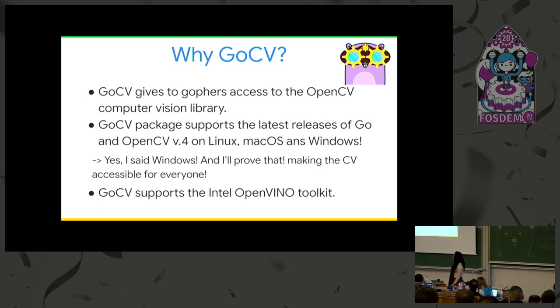And why use GoCV? GoCV gives gophers access to the OpenCV computer vision library. The GoCV package supports the latest release of Go and OpenCV. The latest version is 4, on Linux, macOS, and Windows. Why do I mention Windows? Because I brought a computer with Windows because I want to show and prove that GoCV and computer vision are accessible for everyone, if you are a software engineer or not. GoCV supports the Intel OpenVINO Toolkit too. It's a very nice thing.